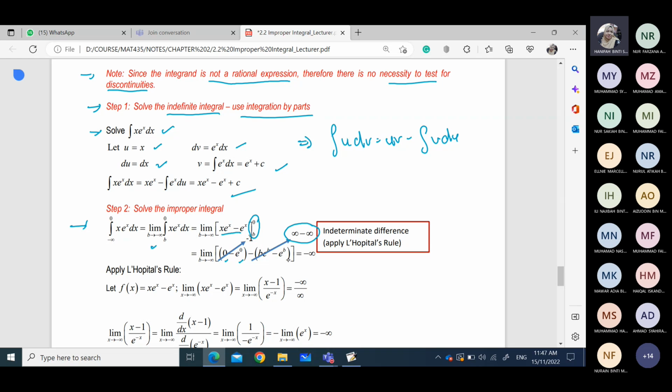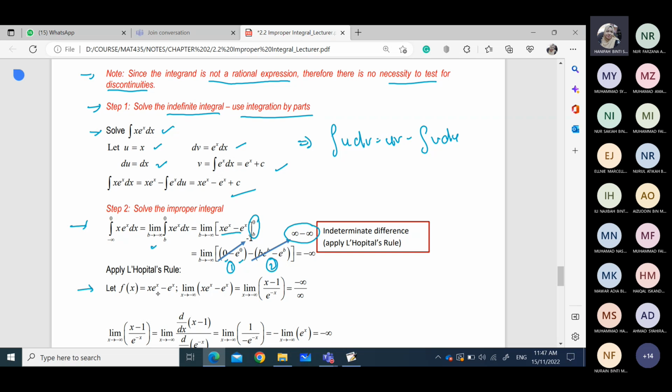For the second part, we get infinity minus infinity. So this one is the first part. This one is the second part. Upper limit minus with lower limit. Okay, so for the second part, we identified this as an indeterminate difference. Okay, so for an indeterminate difference, we have about 3 steps.